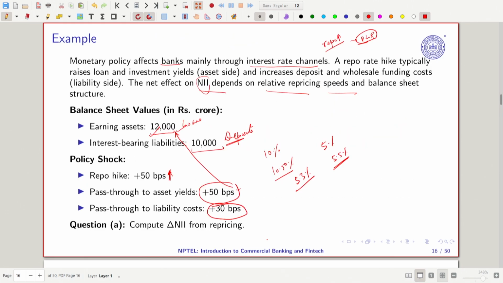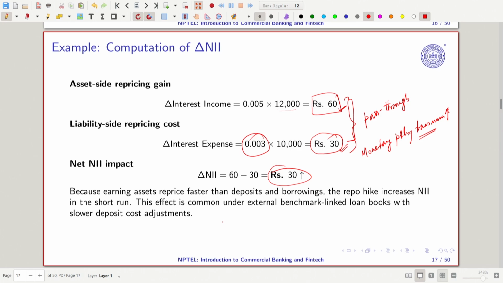Let me give you a quick recap. What we are trying to say is that if the bank has 12,000 as a loan amount and 10,000 in deposits, and the central bank increases the rate of interest, banks are not passing the 50 basis points equally to the loan account and the deposit account. On the loan account, they are passing 100% of the increase in interest. They should also increase the deposit interest rate, but they are not. So this difference is making them earn 30 crore rupees.